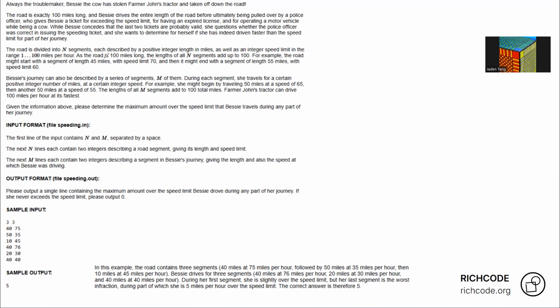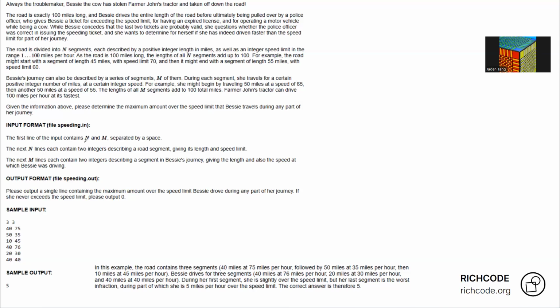Bessie's journey can also be described by M segments. During each segment, she travels a certain positive integer number of miles at a certain constant speed. The sum of all the M segments also adds up to 100. Farmer John's tractor can drive 100 miles per hour at its fastest. Given this information, we need to determine the maximum amount of speed over the speed limit that Bessie travels during any part of her journey.